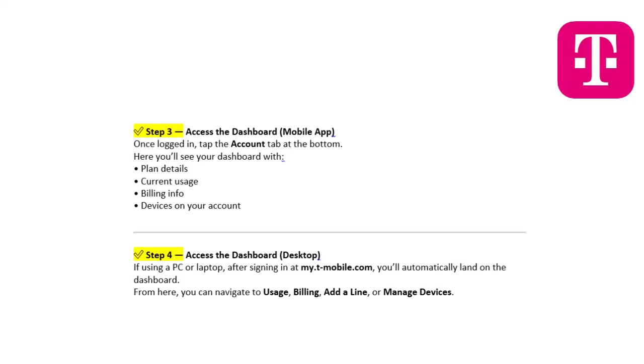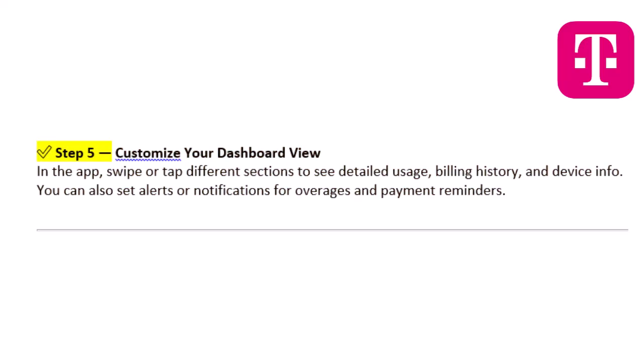Step 4. Access the dashboard desktop. If using a PC or laptop, after signing in at my.tmobile.com, you'll automatically land on the dashboard. From here, you can navigate to usage, billing, add a line, or manage devices. Bookmark the dashboard page in your browser for quick access anytime.